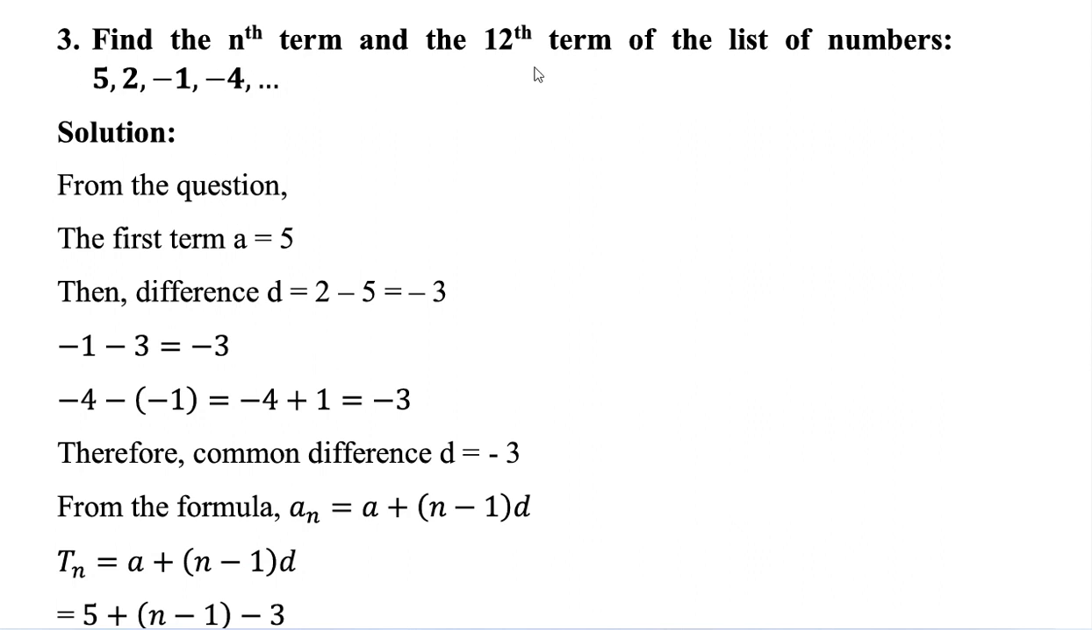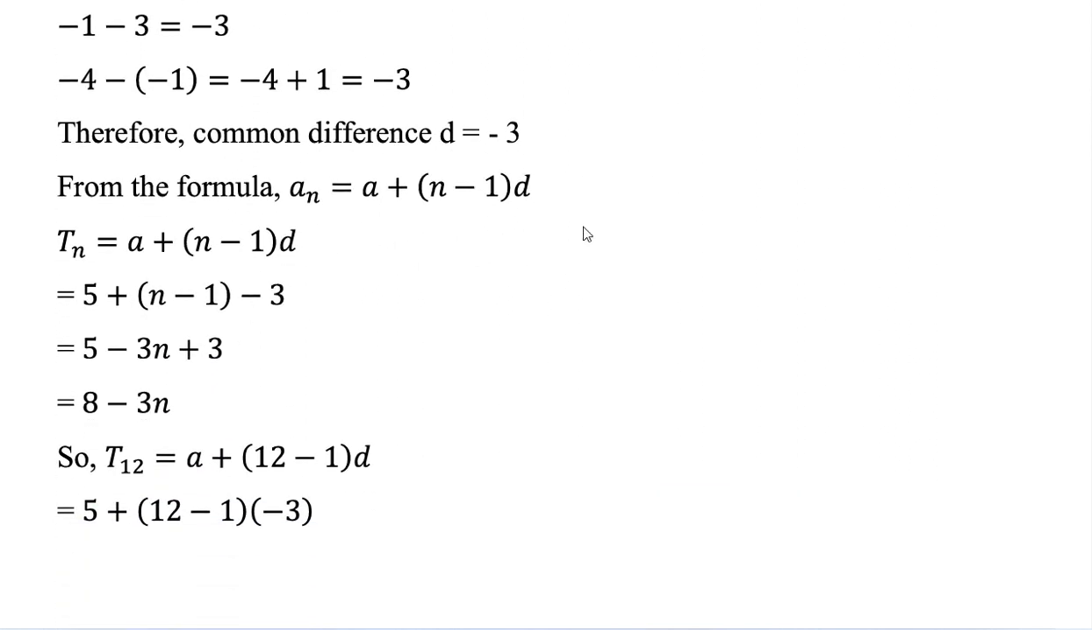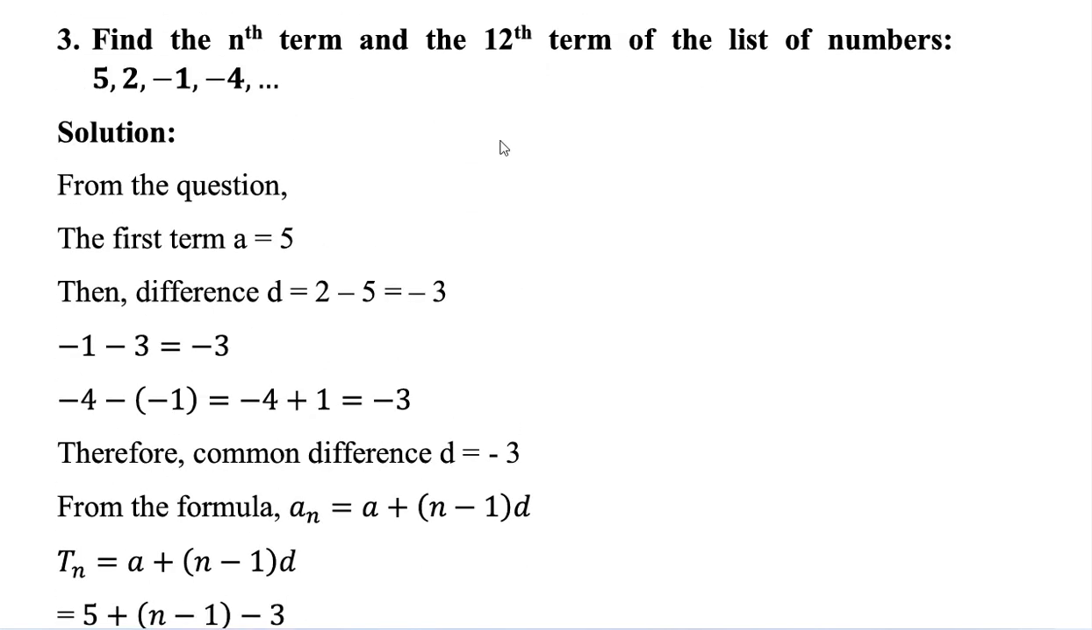Find the nth term and the 12th term of the list of numbers 5, 2, minus 1, minus 4. So the first term a will be 5. The common difference is 2 minus 5, which is equal to minus 3. Once you know a and d, we can automatically find the nth term, that is a plus n minus 1 into d. Just put the values of a and d, because n will remain as it is. You will get 8 minus 3n. And what will be the 12th term?